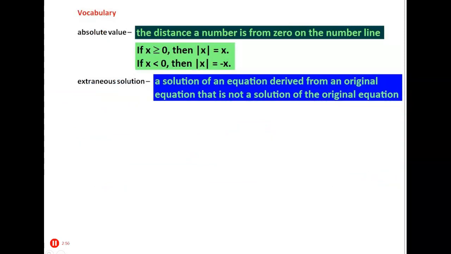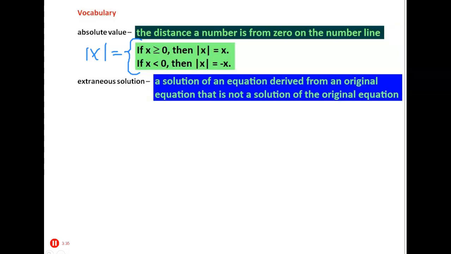Okay. So we have 2 new vocabulary words. We have absolute value, which is the distance a number is from 0 on the number line. An absolute value is really a piecewise function. So the absolute value of x can be written as: if x is greater than or equal to 0, then the absolute value of x is x. If x is less than or equal to 0, then the absolute value of x is negative x.